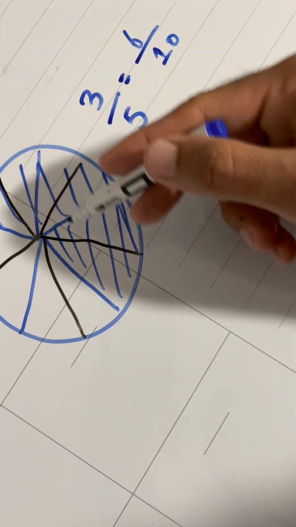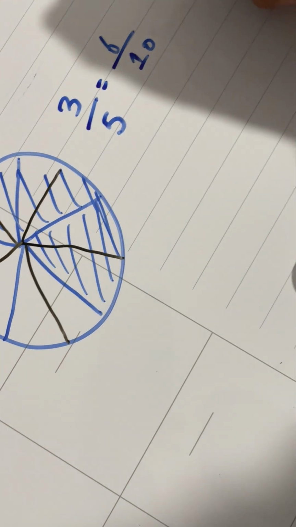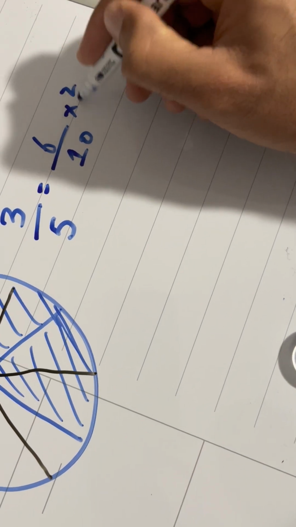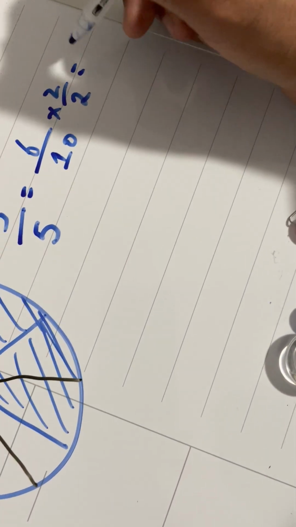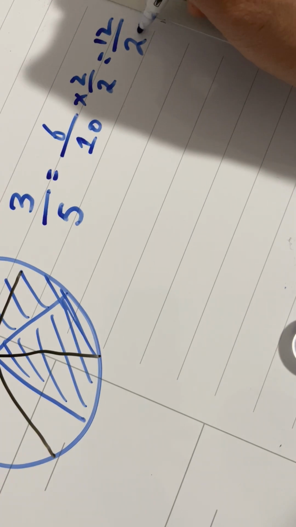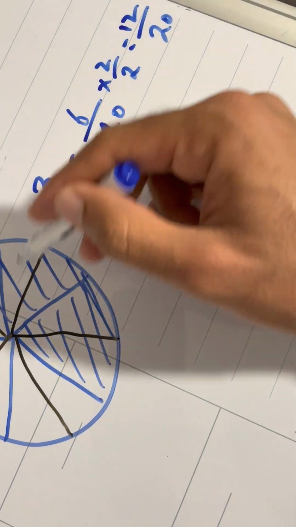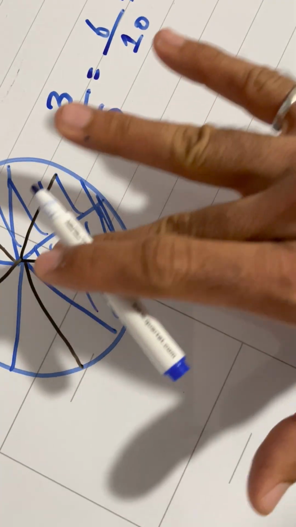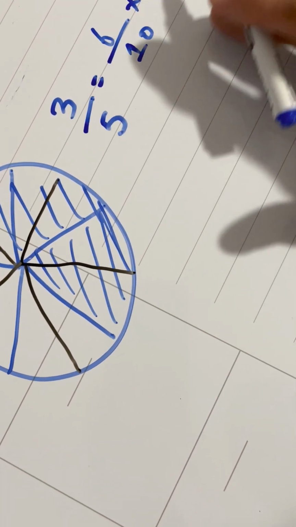Similarly, if you want to divide each part further, we can multiply this one with 2 by 2, and that will give 12 out of 20 if we further divide each part into 2. Without changing the shaded region, that is how our parts keep changing.